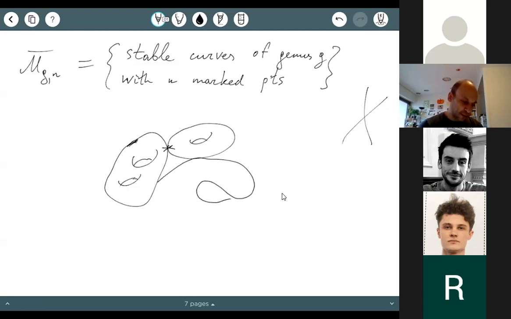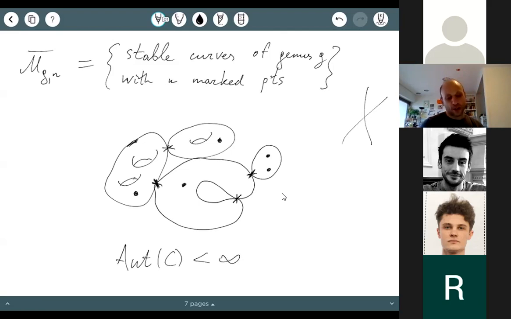And then there can be components that self-intersect also. So this could be a curve like that, and then there are some marked points. First of all, the marked points are smooth. So our marked point cannot go to the nodes. This curve has four nodes, and marked points cannot coincide with nodes. As I said, the only possible singularities are simple self-intersections.